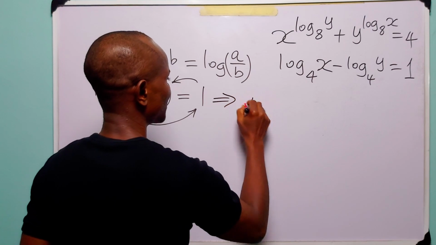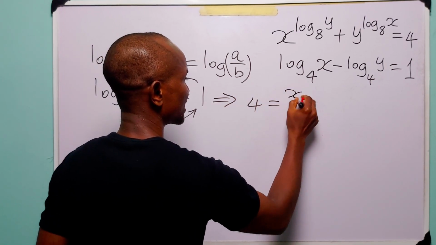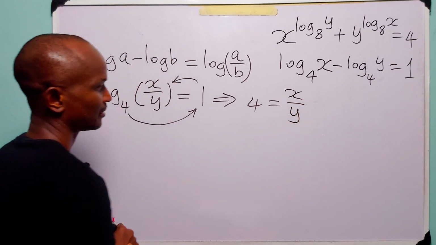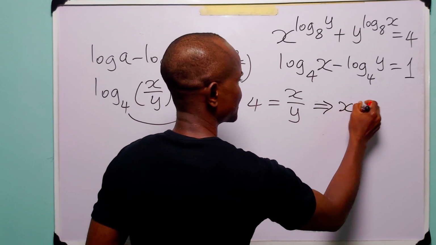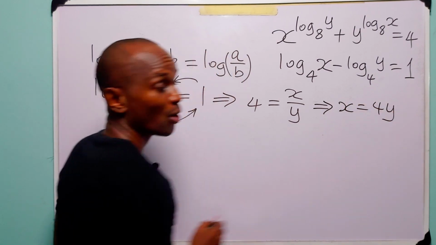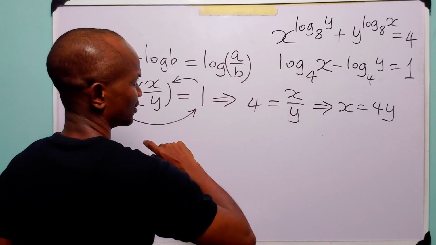So from here, we have that 4 to the power 1, which is equal to 4, is equal to x over y. Now, cross multiplying, we have that x is equal to 4y. Now, let us move on to the first equation.